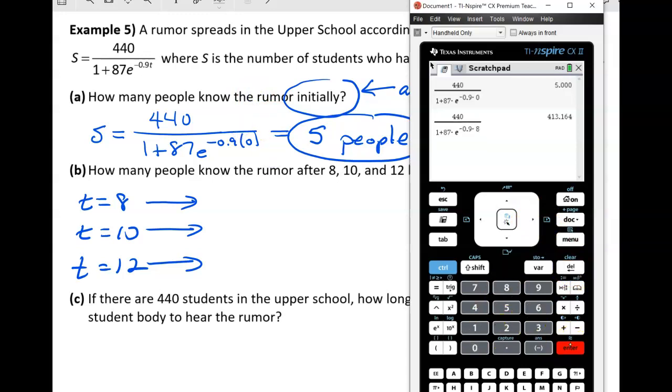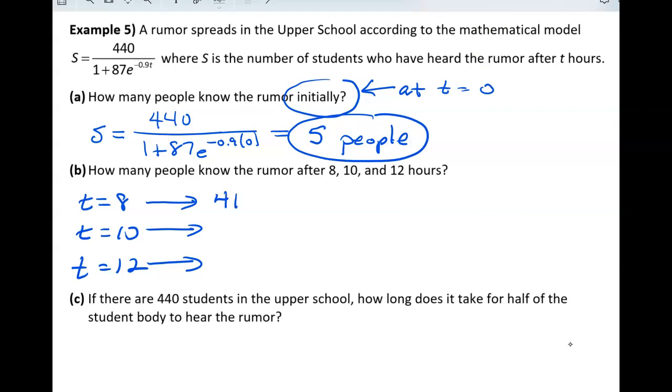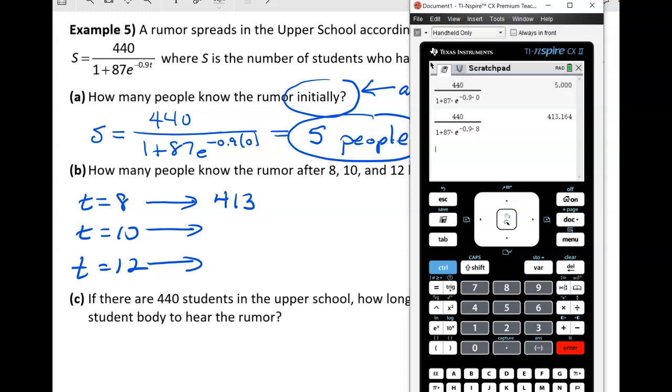And apparently after 8 hours, 413 people knew. Now, rounding, we're talking about a number of people here, right? So it doesn't make sense for us to round this value to the nearest thousandth. We wouldn't say at the end of 8 hours, 413.164 people knew. We would round it to 413.